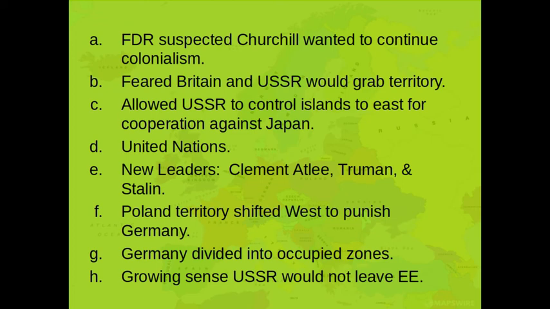They also allowed the Soviets to keep islands off East Asia to try to get their help against Japan. So they also agreed that the Soviets would keep islands off the coast of East Asia so that way they would help fight Japan. So in other words, it gave the Soviets even more territory.